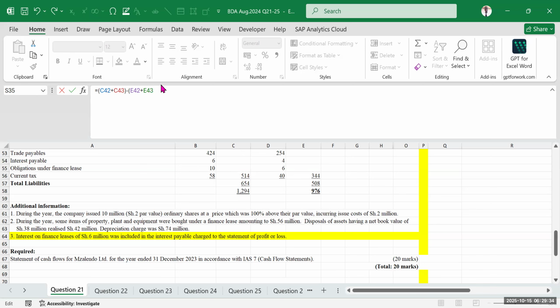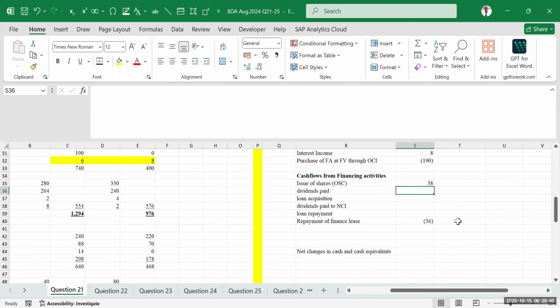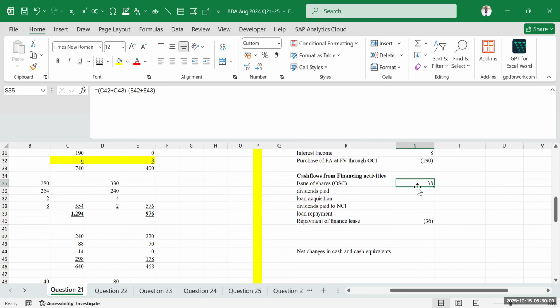Before I go to issue costs, I will just close this bracket and hit enter to see the movement in that share account. You see it is 38 million. We compare what started and the current that has closed. The ordinary share capital account has gone up, and the difference is 38 million, meaning 38 million was the cash that was raised on the issue of the shares.